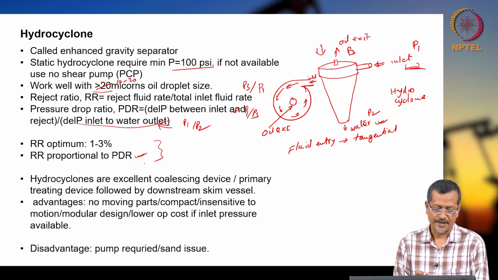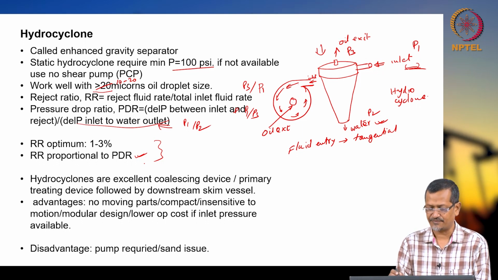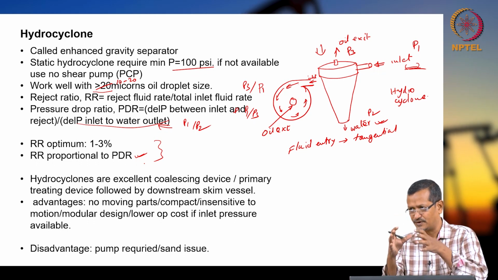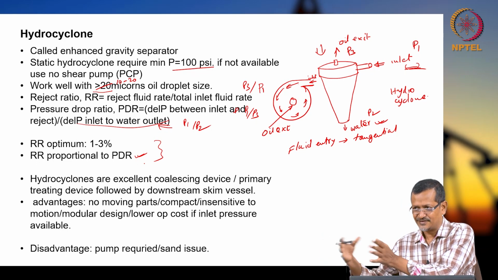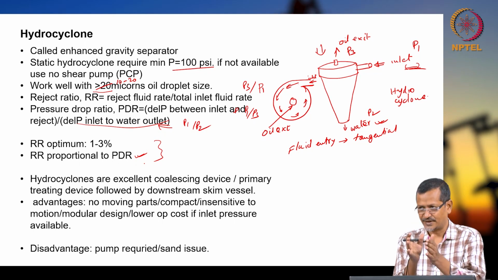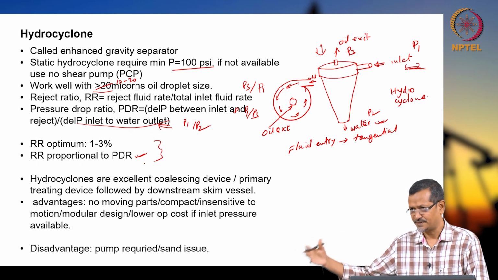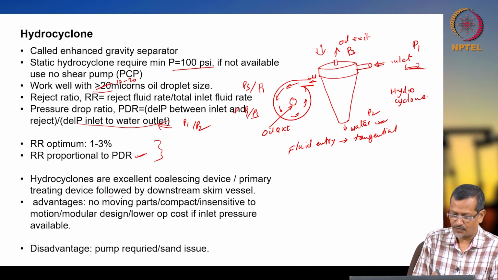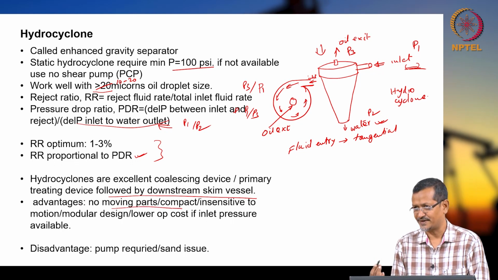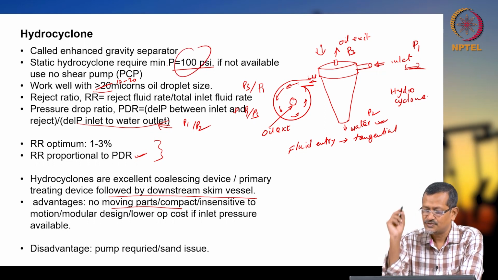Hydrocyclones are excellent coalescing devices, primarily a treating device, followed by a downstream skim vessel. So upstream you have 2-phase or 3-phase separator, heater, then you put the hydrocyclone, then you have the skimmer tank. It is not the last one. Upstream separators, hydrocyclone, you are removing oil content further, then you are sending to skimmer, then you are disposing. Advantage: no moving part. You can see there is no moving part actually. If I have sufficient pressure, let us say 100 psi pressure is already here, I do not need any extra pump.